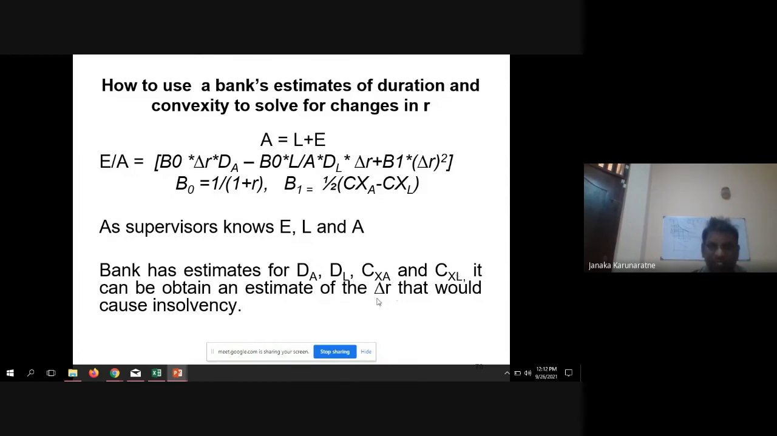It can obtain an estimate of the delta R that could cause trouble. So you can even work out what interest rate increase or decrease could result in your bank collapsing, a sort of scenario analysis. Based on different changes in interest rate, you can estimate the impact on your equity using this formula, for any change, because this is not a straight line formula. This is for convexity adjusted assets and liabilities in the balance sheet.